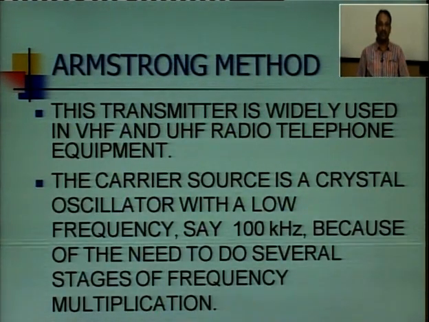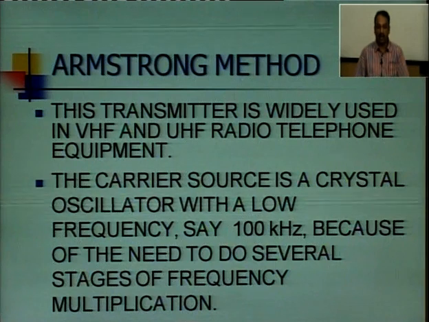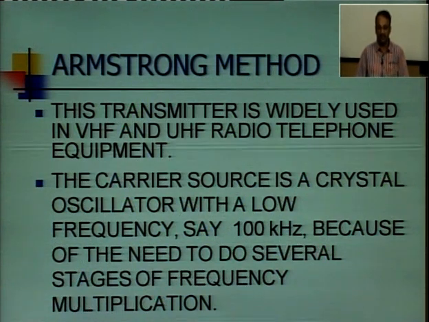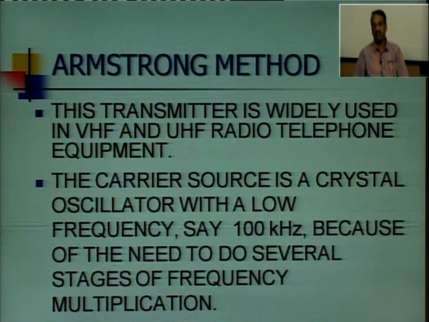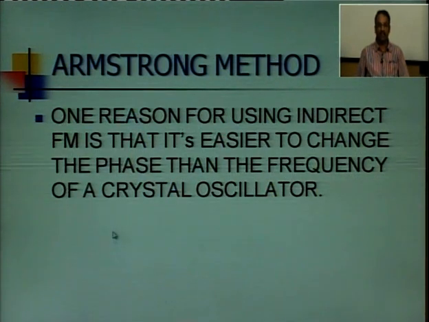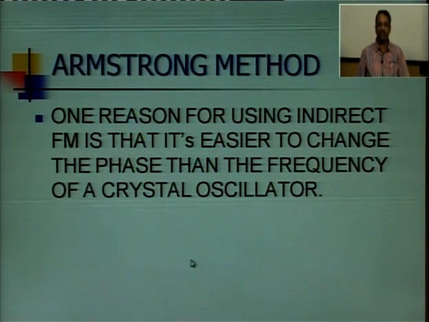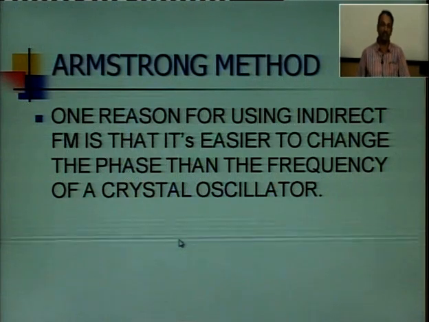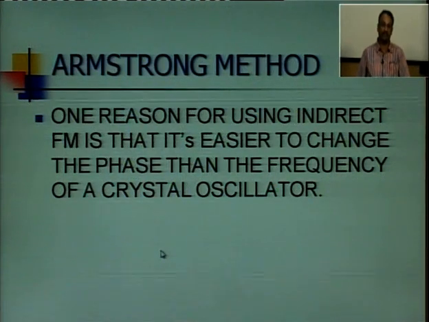This transmitter is widely used in VHF, very high frequency, and UHF, ultra high frequency, radio telephone equipment. The carrier in this case is a crystal controlled oscillator having very low frequency. So, due to this low frequency, we need a number of stages of frequency multiplication. One reason for using indirect FM is that it is easier to change the phase than the frequency of a crystal oscillator.